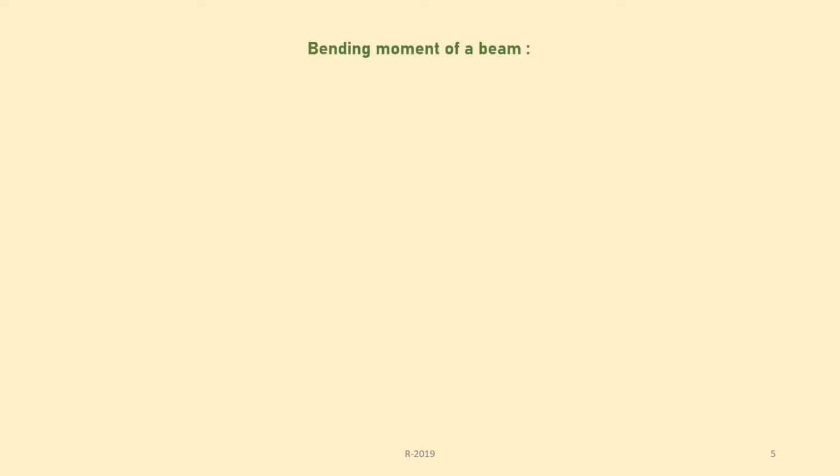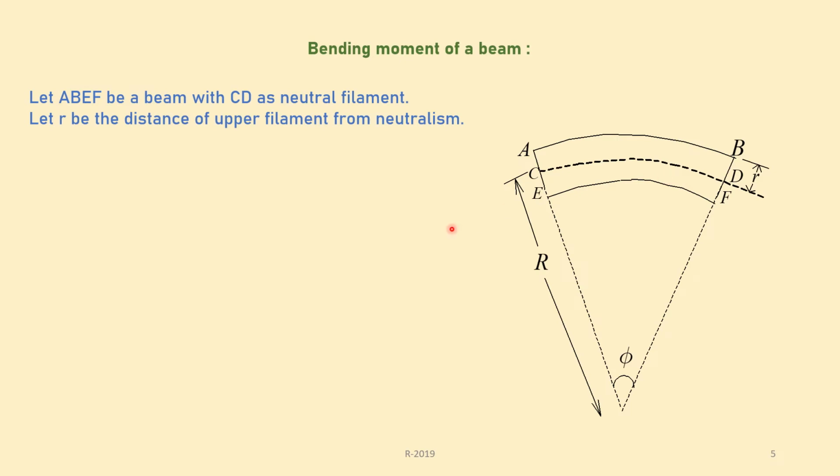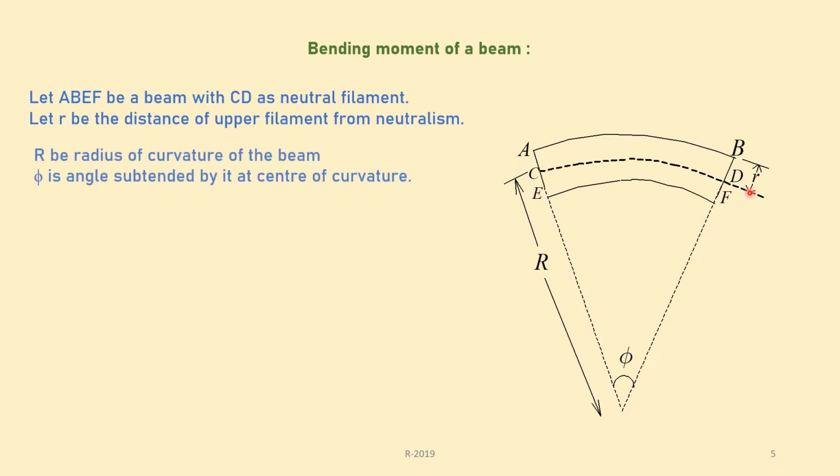Now, let us try to derive an expression for the bending moment of the beam. So, let me consider a diagram like this, as you see. Let us consider a bent beam A, B, E, F. Let CD be the neutral filament. Let us say small r is the distance of the upper filament from the neutral filament, and then let capital R be the radius of curvature of the beam. Phi is the angle subtended by it at the center of curvature.